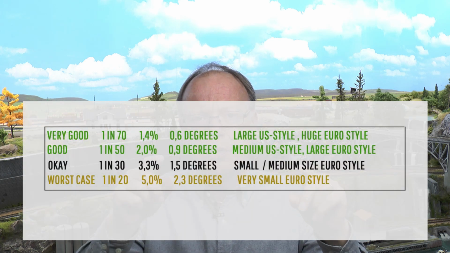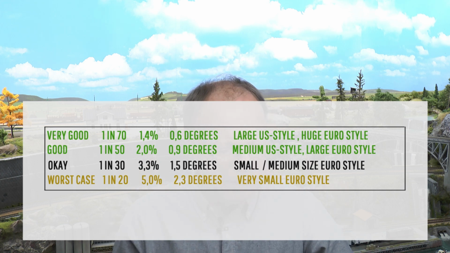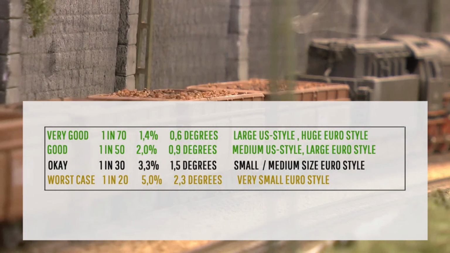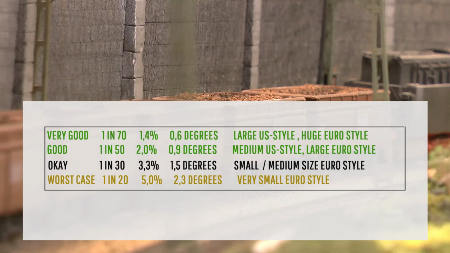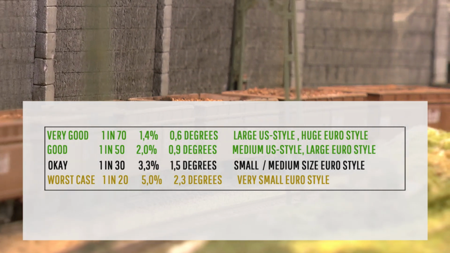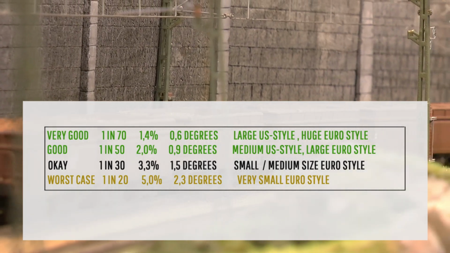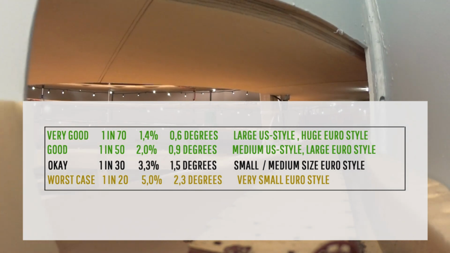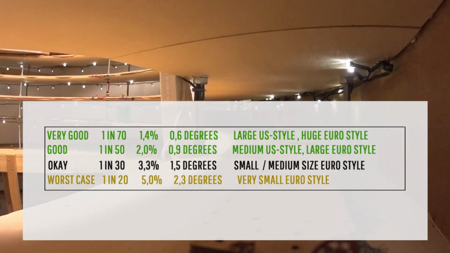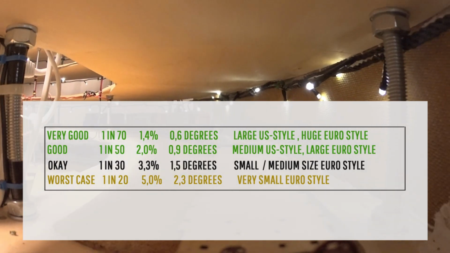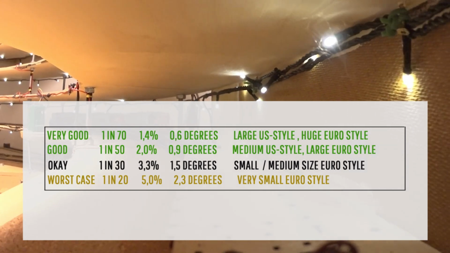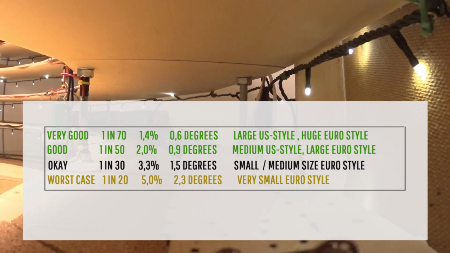And then there is a difference between these. I'm going to show a chart here on the screen. And well, you can see now that I've already started out here to do some recommendations about the gradients and how they're expressed in these different measures. So, in general terms, I will talk about a very good design, which is 1 in 70. And that equals a 1.4% gradient, and that corresponds to 0.6 degrees of angle. And usage for this grade, I would say, is large US themed model railroads or huge Euro style layouts.